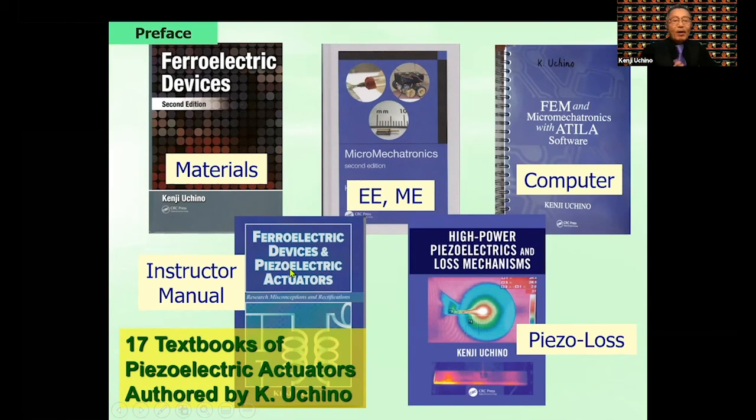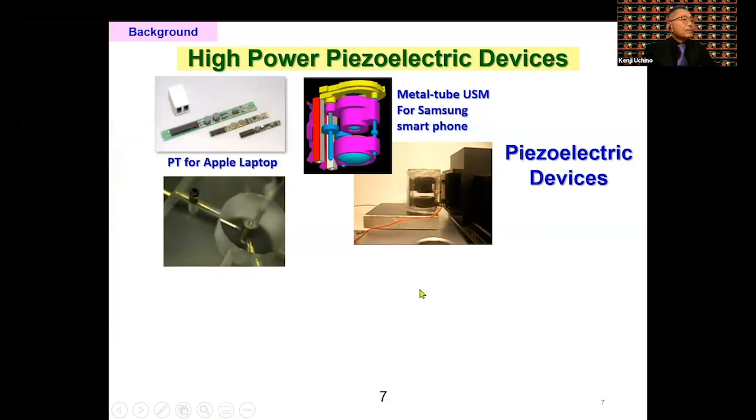And this is probably the best for all audiences: Ferroelectric Devices and Piezoelectric Actuators. This is the instructor manual, which contains 250 questions and answers. Therefore, you can use it for your class. And High Power Piezoelectric Loss and Loss Mechanisms has been published a couple of months ago. Therefore, this will be really good references for your purpose, okay?